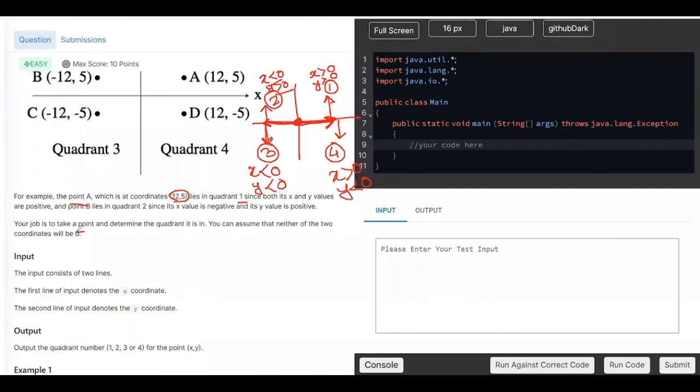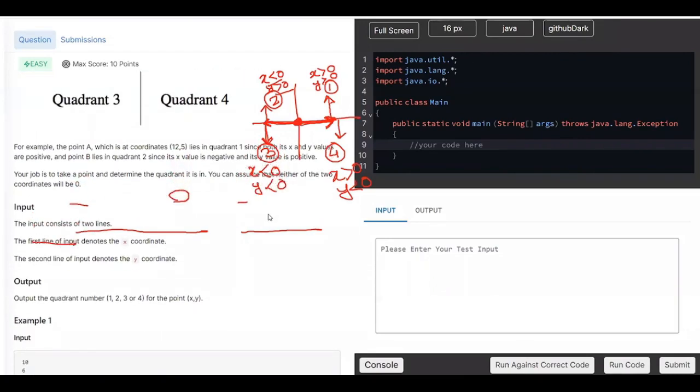Okay. So your job is to take a point and determine the quadrant it is in. You can assume that neither of the 2 coordinates will be 0. So you won't be getting points which are lying on the axis. Neither the x nor the y coordinate will be 0. That means the point will not be lying on either of the axes. It is purely lying inside a particular quadrant. Okay, so let's look at an input-output example and then it will be clearer.